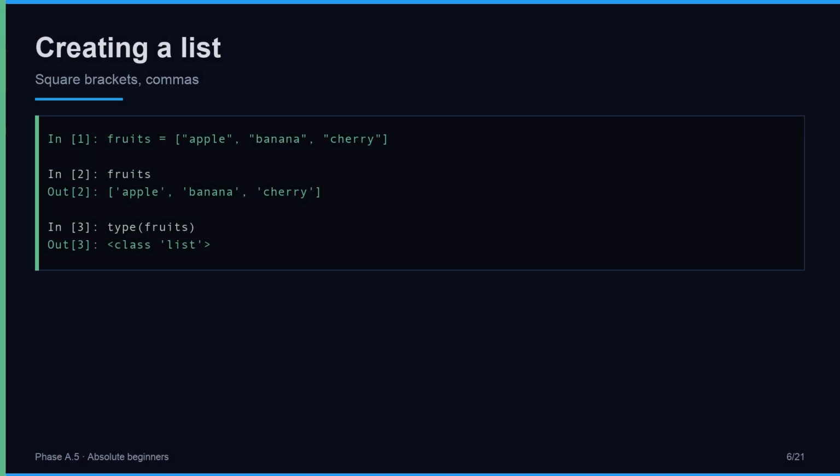Creating a list is simple. Open a square bracket. Put your items inside, separated by commas. Close the square bracket. That is it. Fruits equals apple, banana, cherry inside square brackets. Python now sees a list. When you type fruits and press enter, IPython shows the list back to you. Type of fruits returns list class. 3 items, in order, ready to work with. Square brackets, commas, done. Brackets and commas.